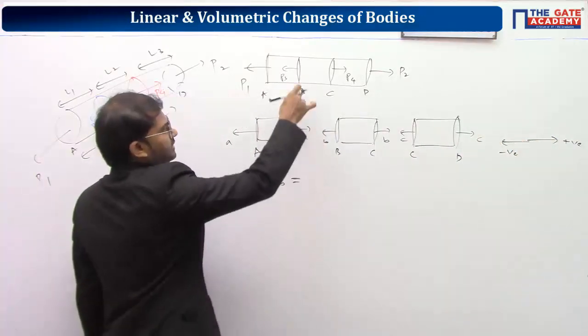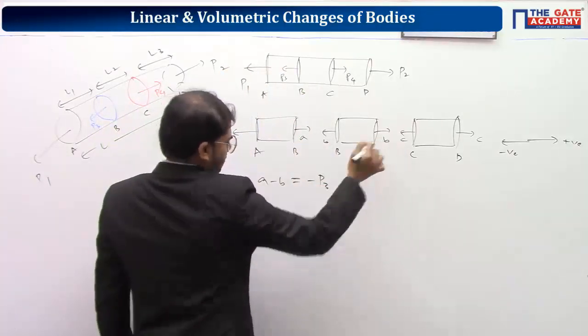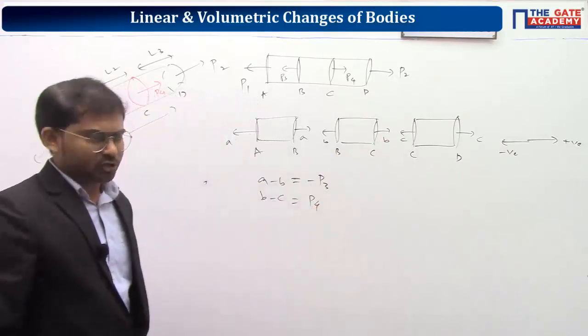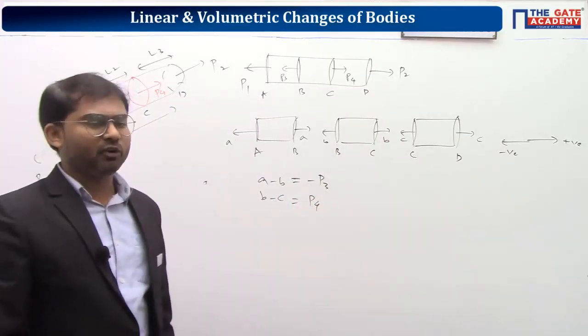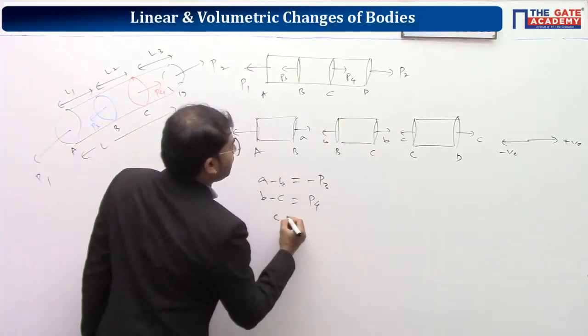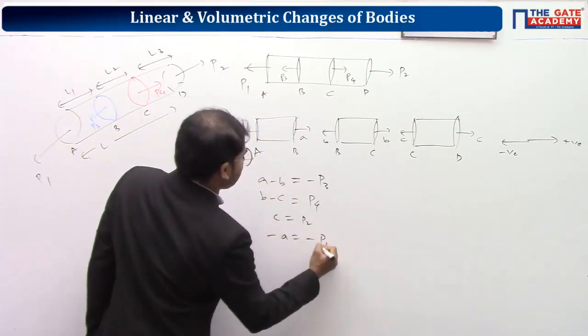A minus B, at junction B, P3 is in the negative direction, so minus P3. At junction C, we should write down B minus C is equal to P4, because B is acting in positive direction, C is acting in negative direction and P4 is acting in positive direction. And at junction D, there is C equal to P2. At junction A, minus C is equal to minus P1.